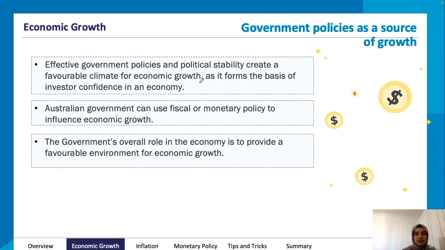So the Australian government can use fiscal or monetary policy to influence economic growth. The government's overall role in the economy is to provide a favourable environment for economic growth, right? That is their role. They want to see the economy grow.